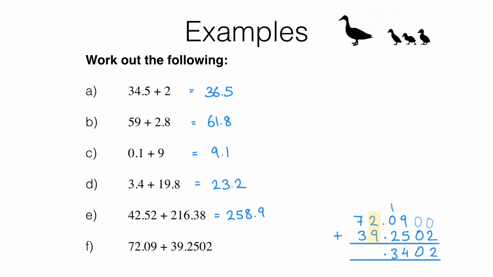2 plus 9 is 11, and then 1 plus 7 plus 3 is 11. So we have a total of 111.3402.